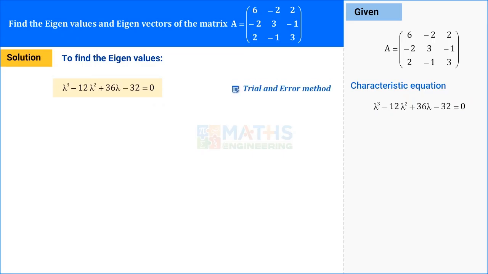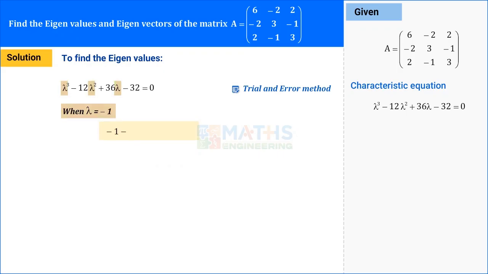Now, we start with the trial and error method to find the first root. Let's try some number in the place of lambda in the characteristic equation to find the value which satisfies the equation. First, we replace lambda is equal to 1 in this characteristic equation. Wherever you find lambda, you make that as 1. So, our characteristic equation value is not equal to 0 here. So, lambda is equal to 1 is not a root.